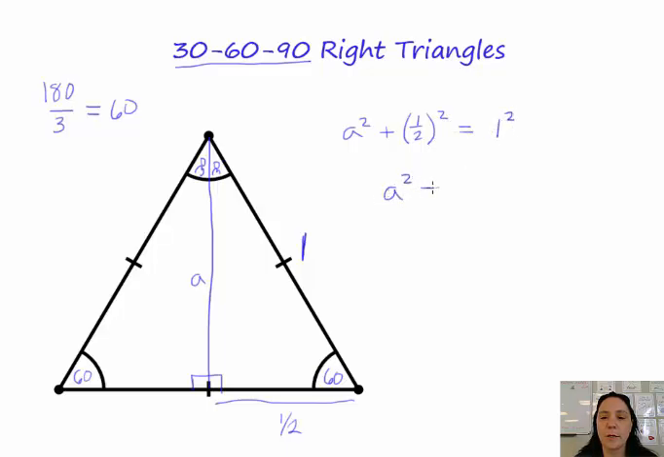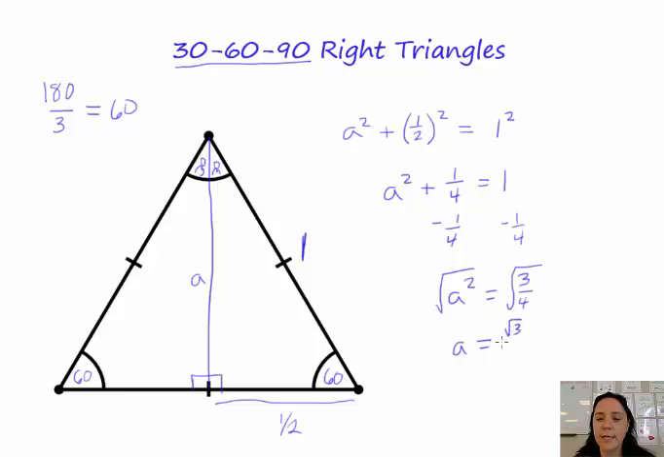So I have A squared plus 1/4 is equal to 1. Let's subtract 1/4 from both sides of this equation, and we get A squared is equal to 3/4, and we can take the square root. So we get A is equal to the square root of 3 over the square root of 4, which is just 2. So we have a side length of the square root of 3 over 2 for this side that we called A.